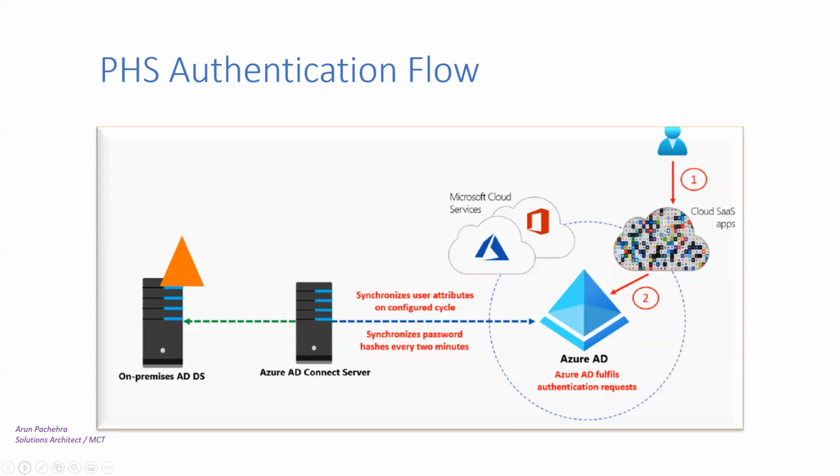Okay. So the very first is PHS, password hash sync. It is one of the authentication methods that we can implement when we configure hybrid identity using Azure AD Connect. It is the default option. So how do we implement this authentication method? That's the first question. We know the essential two things that we covered in the previous slide.